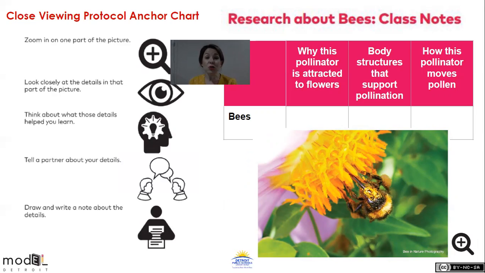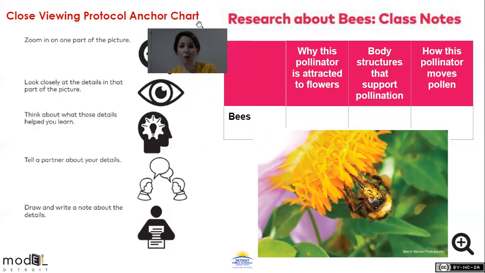So you zoom into one part of the picture. You look closely at the details in that part of the picture, and then you think about what those details help you learn. You can tell a partner, you can tell your parents, you can tell your siblings, and then you draw and write notes about the detail, okay? So on Friday, friends, we started filling this out.